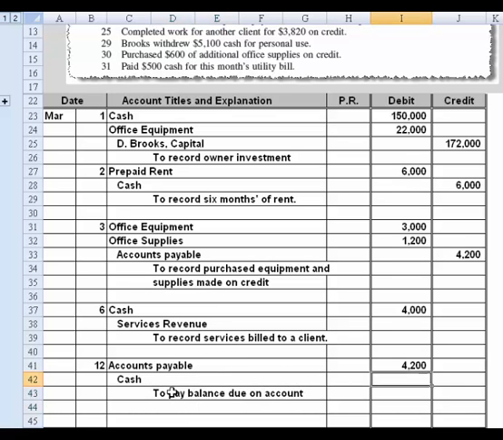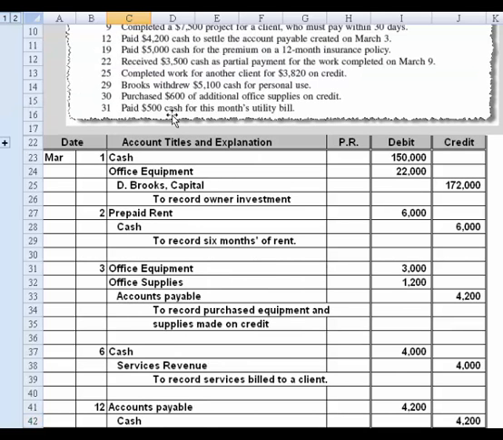And I do need to put that 4,200 in. Again, my equals and my 4,200. I missed that from before, so there we've got it put in. All the debits equal the credit on every entry. Okay, after the 12th we have an entry on the 19th.